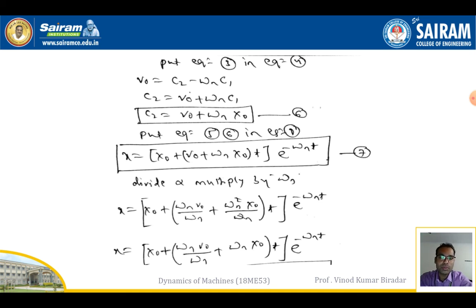The main aim of doing this simplification is to get the c1 and c2 values. After getting the c1 and c2 values, substitute in equation number 1, that is, put equations number 5 and 6 in equation number 1. Therefore we got x is equal to the square bracket of x naught plus v naught plus omega n x naught into t, whole square bracket, into e to the power of minus omega n into t. This is equation number 7.